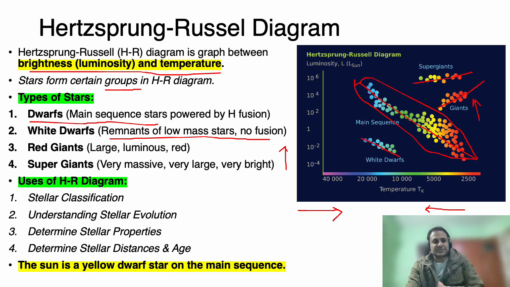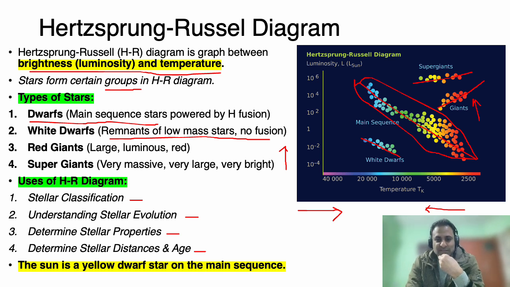Okay, some uses of the HR diagram. It is very useful for stellar classification. For example, if you want to classify billions and trillions of stars, you will use this diagram to classify them. This diagram also helps you to understand the evolution of stars, and lots of properties, such as the distance and age of stars, and so many things.